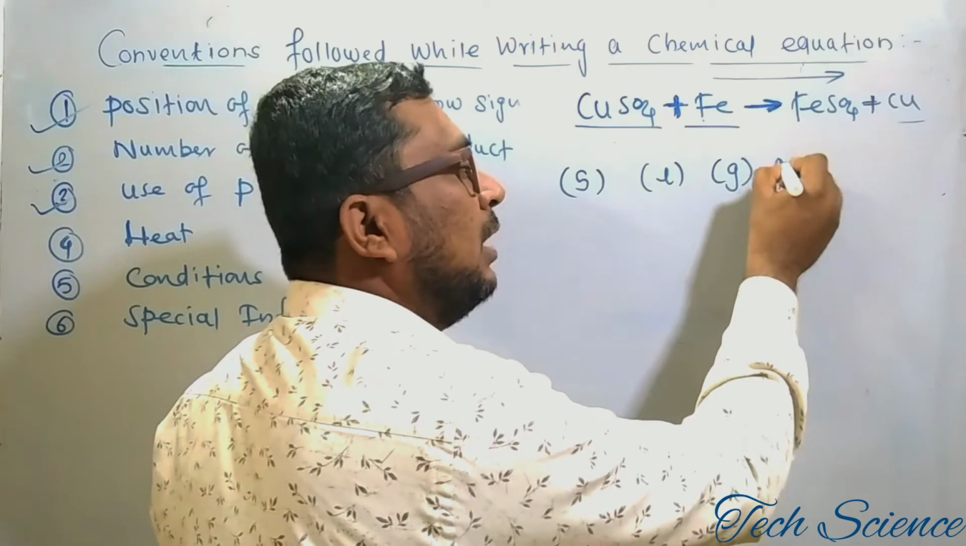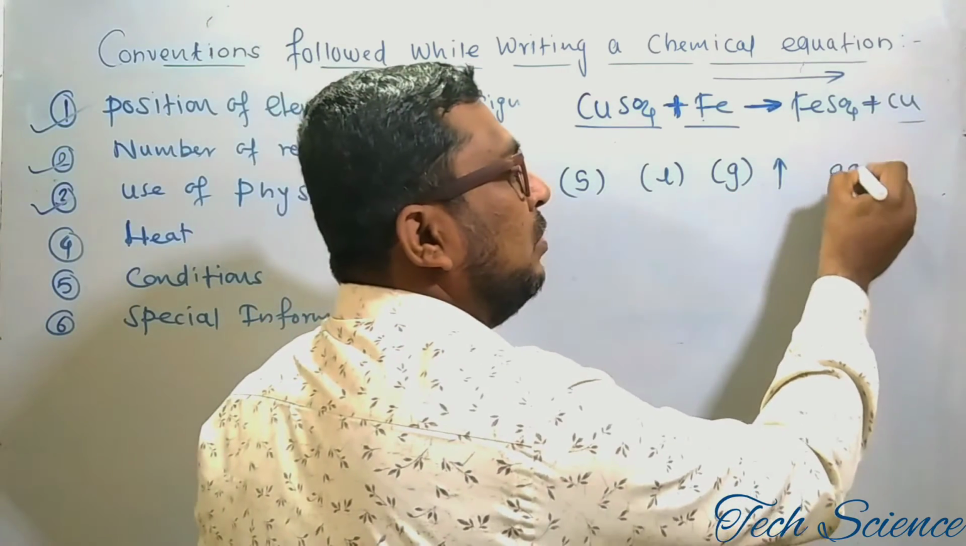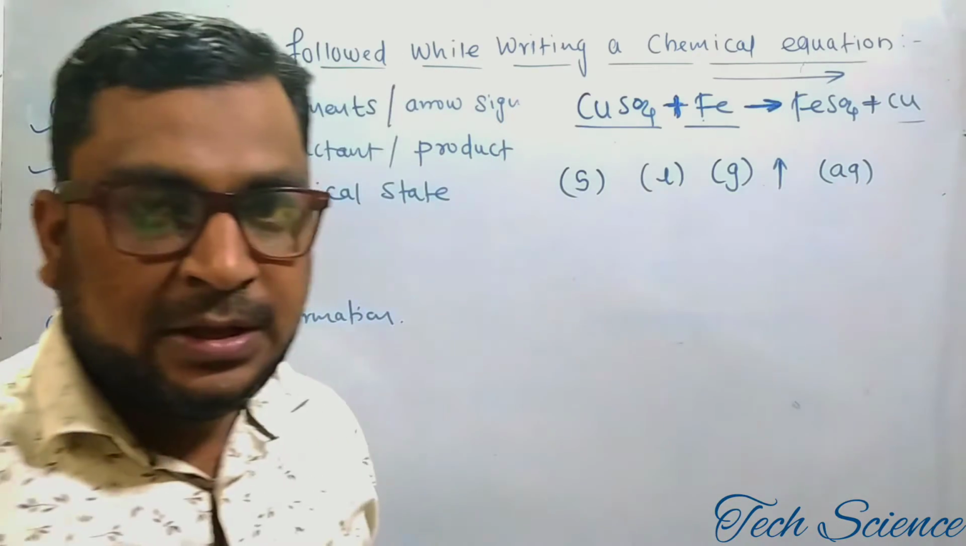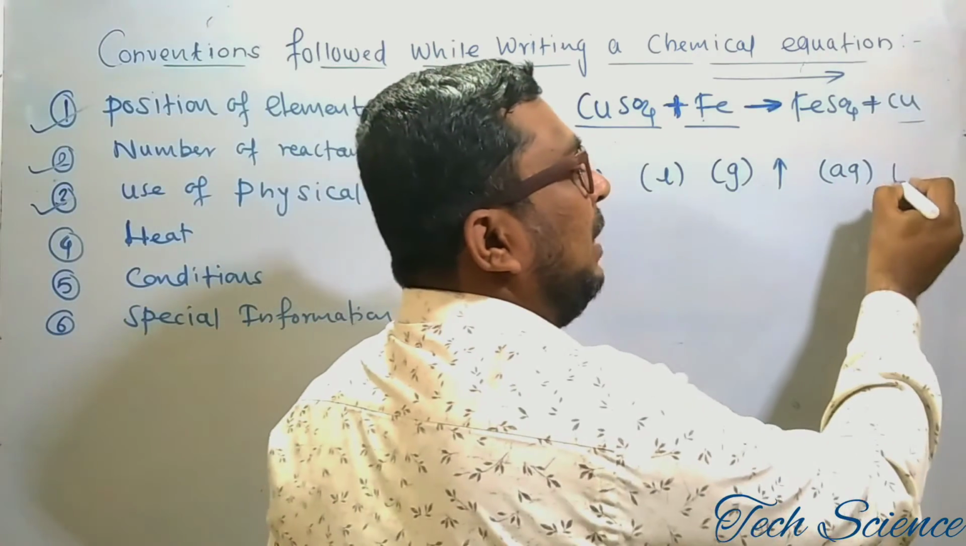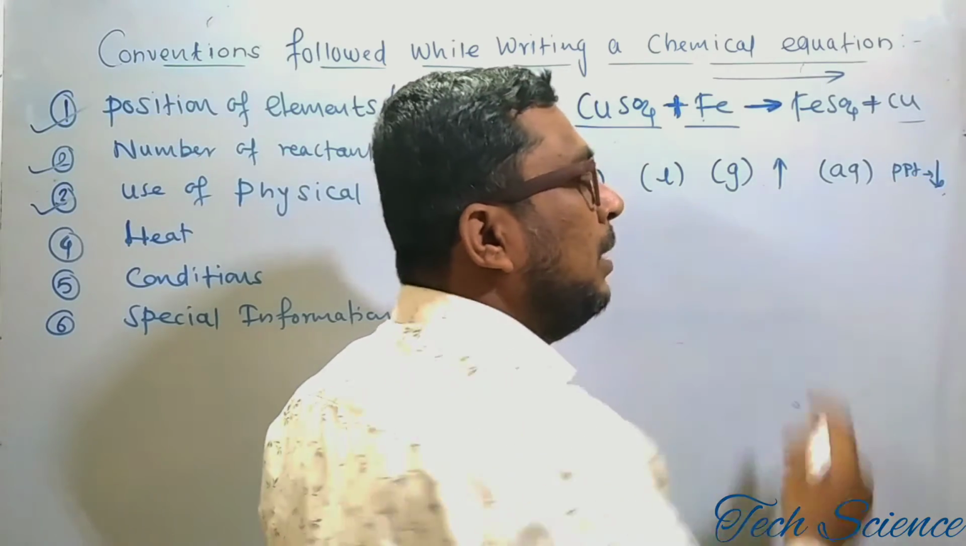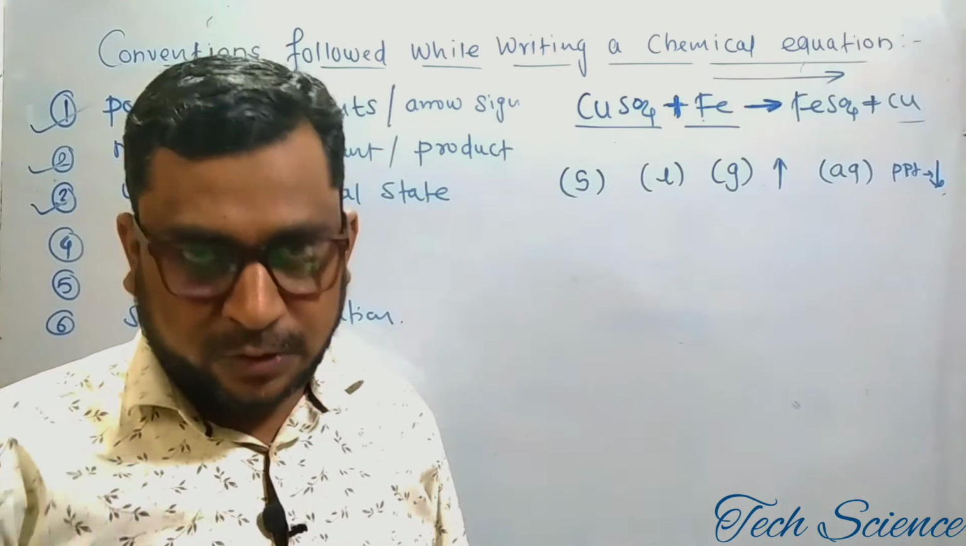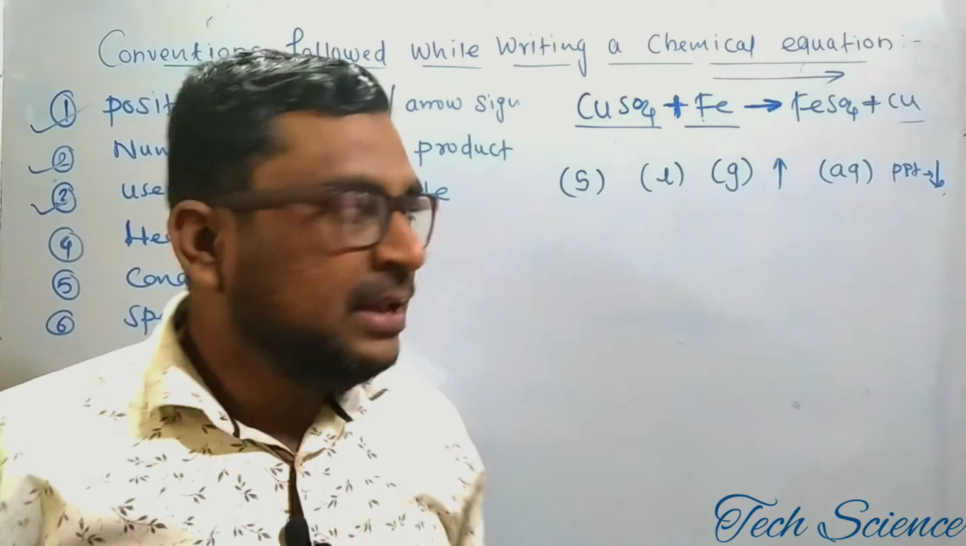Either you have to use the upside arrow. If they are in aqueous solution, then you have to use AQ in brackets. If they are in precipitate form, PPT form, in that case you have to use the down arrow for the precipitate. What is a precipitate? A solid substance which is insoluble in water. It is called the precipitate.